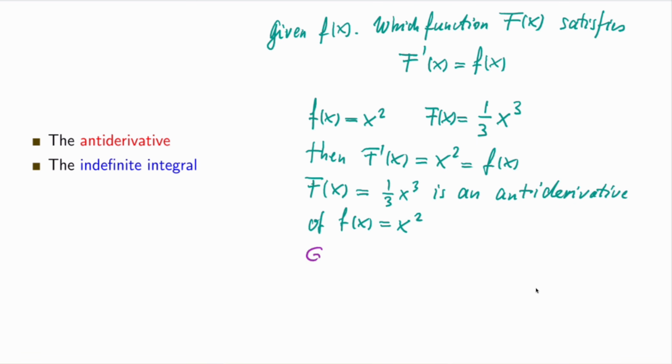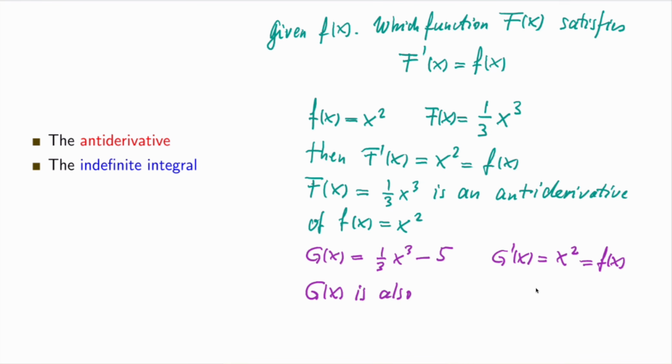Let's look at another function. Let's call it g of x. Let's take 1/3 x to the 3, but maybe subtract 5. So that's a different function than f, but let's look at the derivative. Then g prime is of course x squared, and then minus 5: if I differentiate a constant, I get 0. So the derivative is also x squared. So this means g of x is also an antiderivative of f of x equals x squared.